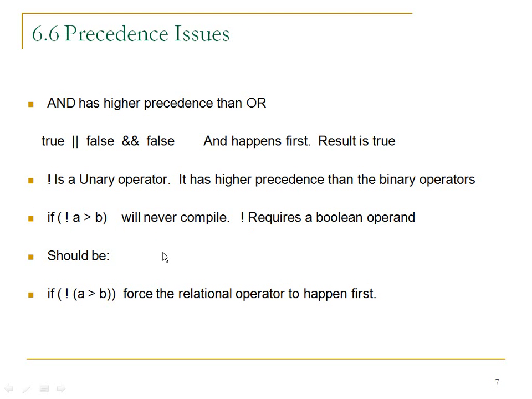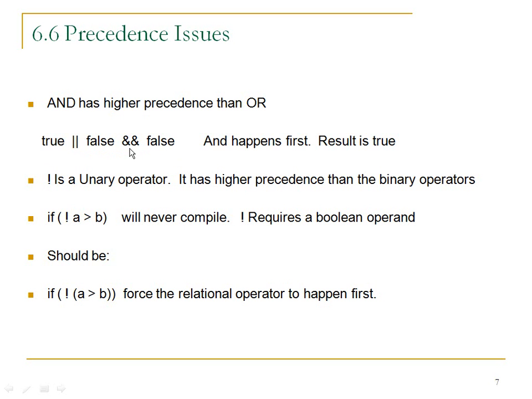A few precedence issues that I want to bring to your attention. A lot of people think that and or get evaluated from left to right. But if these expressions get complicated and you are combining lots of things with ands and ors, and they can be as complicated as you need them to be, how would we evaluate this one? We have true or false and false. If you evaluate this from left to right, you'll get the wrong answer.